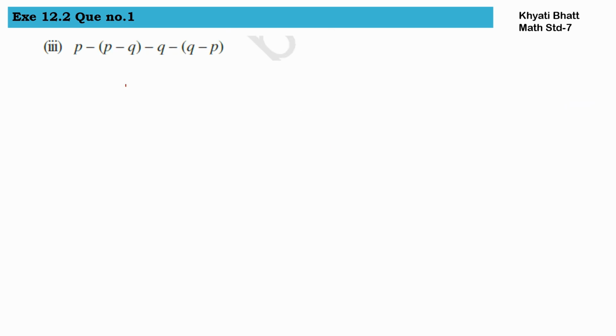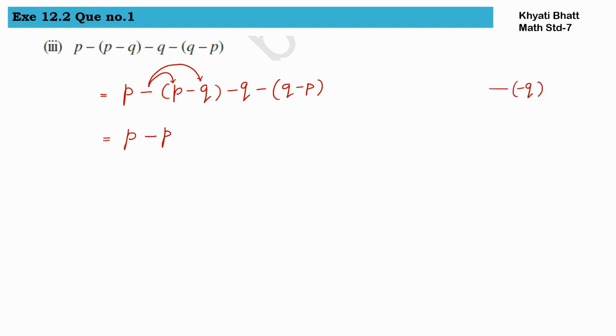Third numerical, p minus q. Now let us open the bracket and solve this. So p minus p. Now this minus will go along with the p and this minus will also go along with minus q. So minus and minus q, minus will be plus. So q will be plus here. So here plus q will be there.